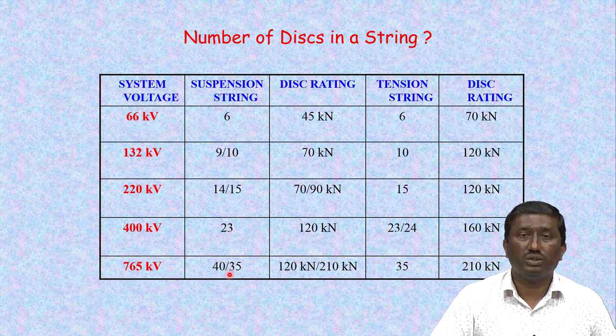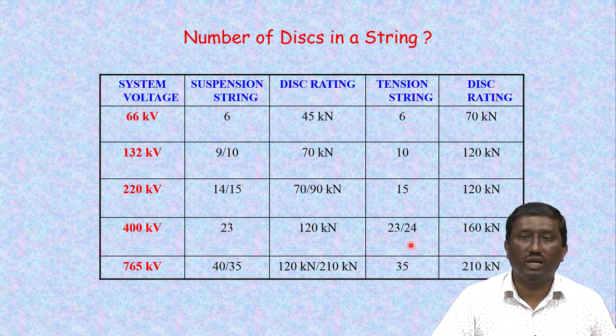So, we either use 40 insulators in case of 120 kilonewton or 160 kilonewton, or 35 insulators of higher rating, that is 210 kilonewton or higher. So, this is how the numbers depending upon the creepage level are chosen. So, the disc rating again, in case it is 40, it could be 120 kilonewton or 160, or if it is 35 numbers, it could be 210 kilonewtons.